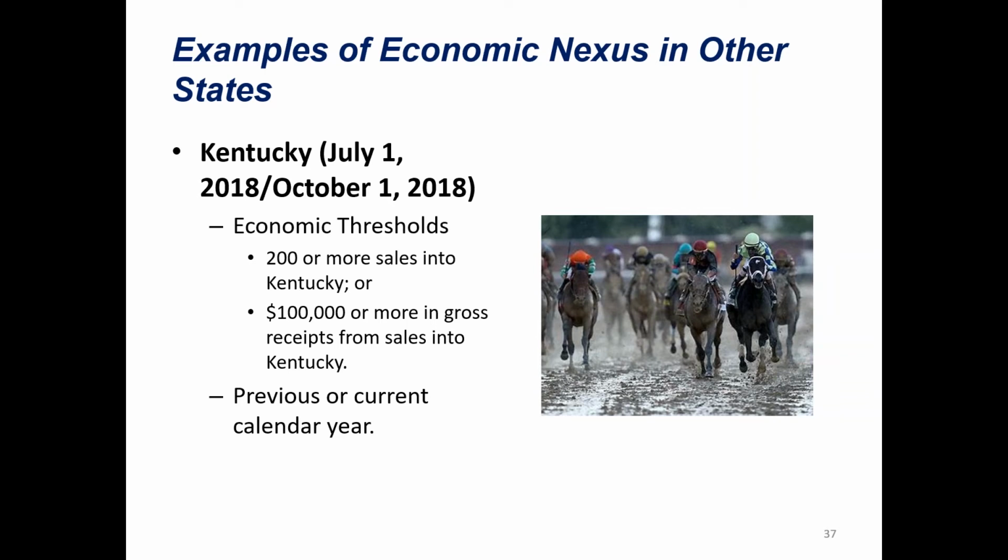Kentucky had a statute that came into existence on July 1, 2018, but they said they are not going to enforce it until October 1st, 2018. They had the economic thresholds. Did I skip over? No, I think it's the next one. Yeah, sorry. They have an economic threshold similar to the South Dakota statute: 200 or more sales in Kentucky, or $100,000 in gross receipts. And this is related to the previous or current calendar year.